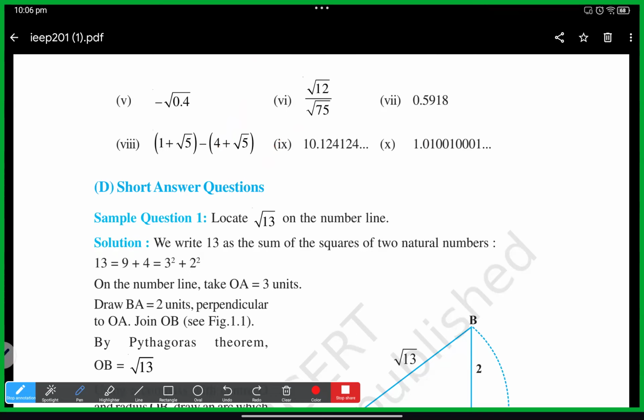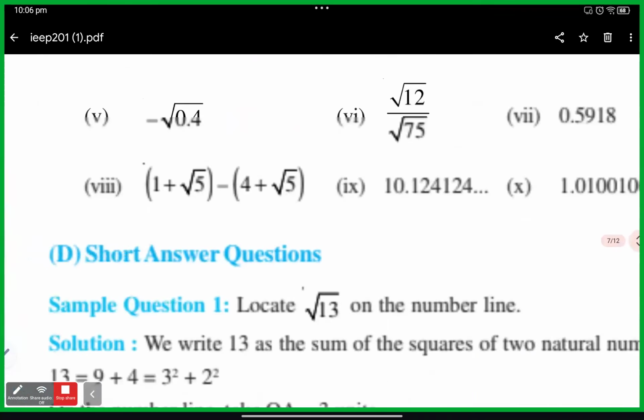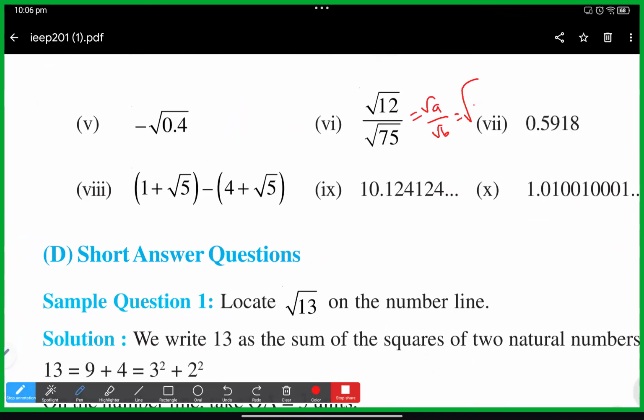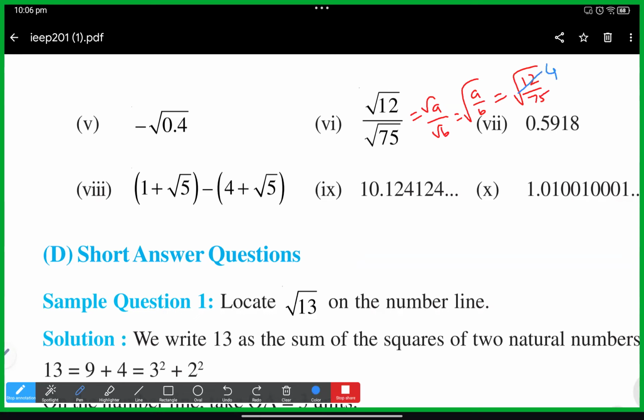Yes. The sixth one also we can simplify further by writing root 12 by 75. Pranavi, that is root a by root b is equal to root of a by b, which is equal to root of 12 by 75. So which is equal to, 3 fours are 12, 3 twenty-fives are 75, so root of 4 by 25. So root 4 by root 25 is 2 by 5.